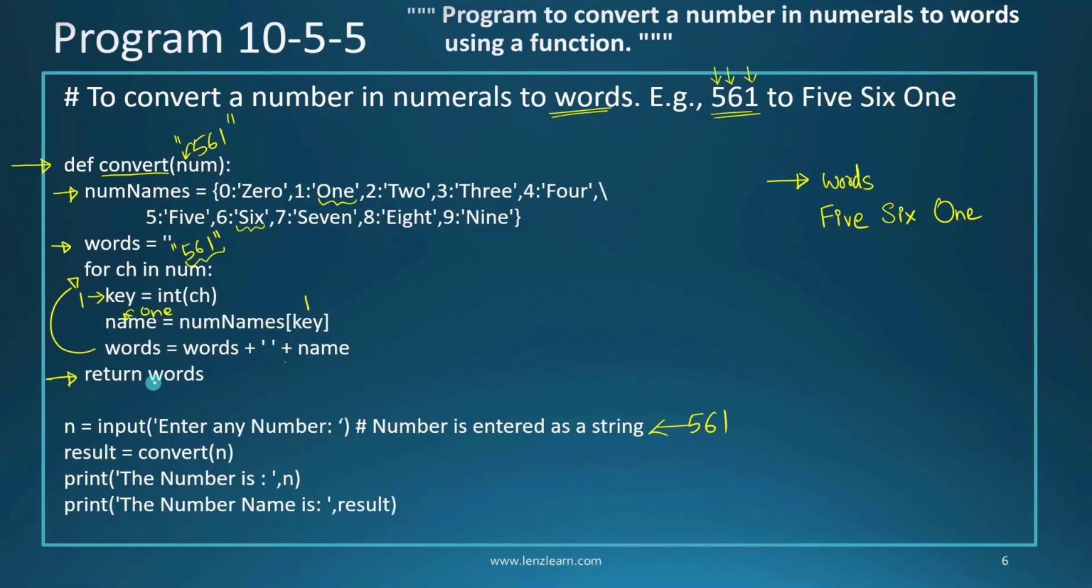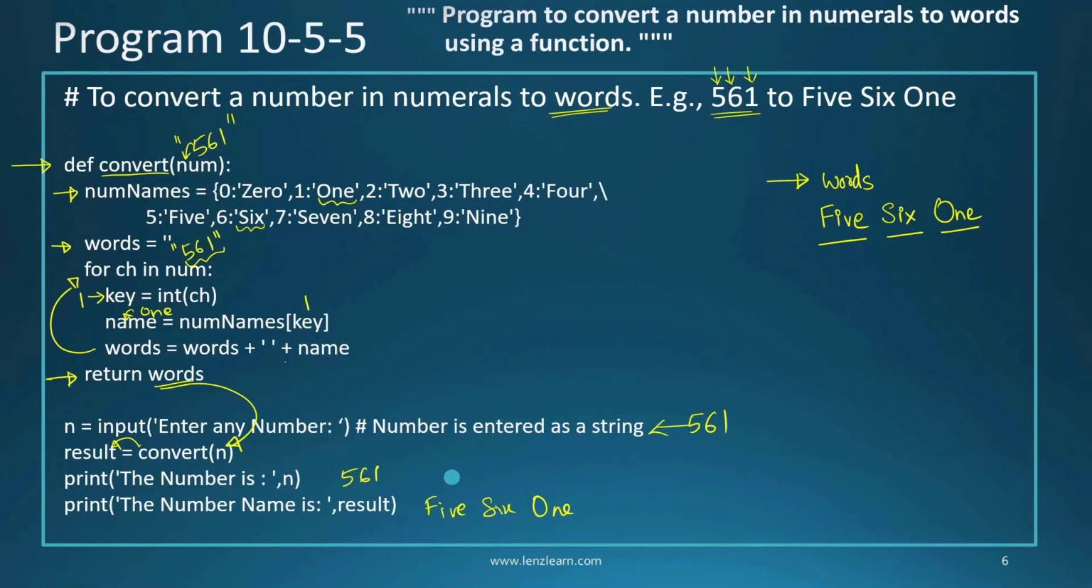Next I will call return with variable words. Okay, so now the control will come back to the function call. Whatever is the content of words will be stored into result. So now result has the value FIVE SIX ONE inside it, and then I will print the number is n. So n will print 561 because that is the value that we have entered, and the number name is result. So here it will print FIVE SIX ONE. Okay, so here we have actually converted a number into equivalent words.